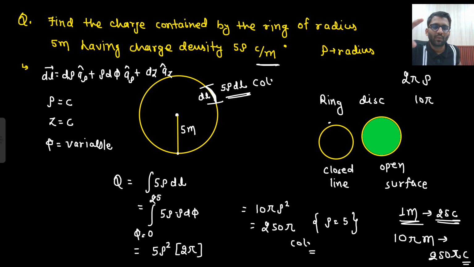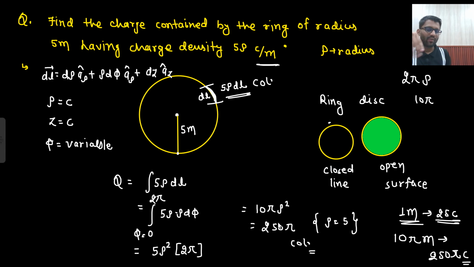Right? So what will be the total charge? 5 rho into dl, and dl is rho d phi. So rho value is changing from 0 to 2. Why am I writing 2? Phi value is changing from 0 to 2 pi.